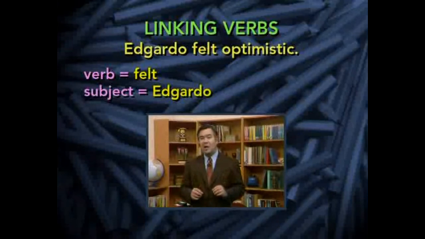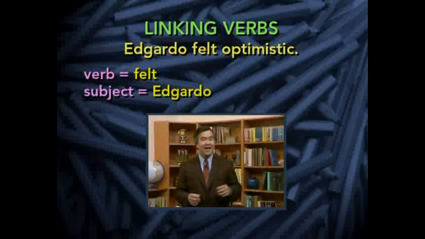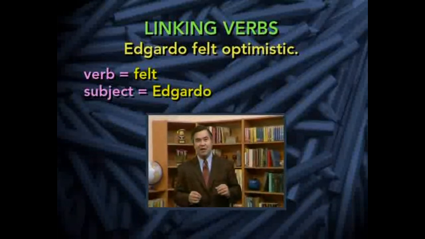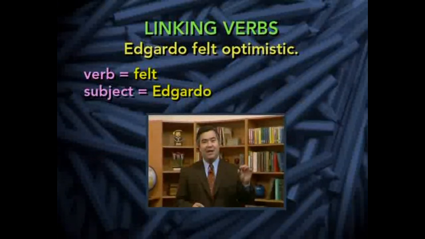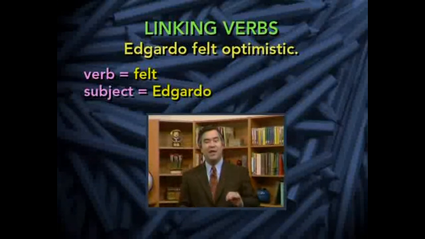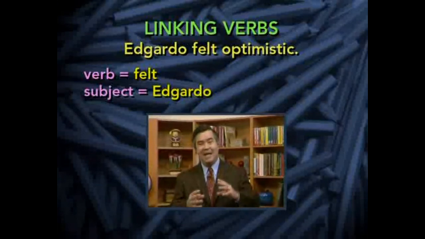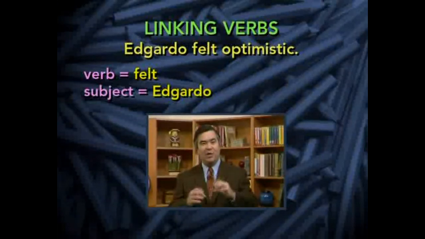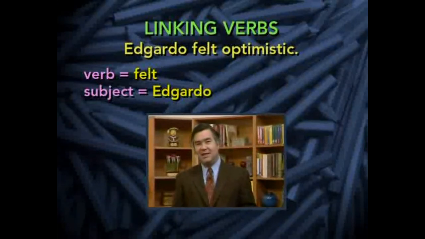When we say that Edgardo felt optimistic, that's almost the same thing as saying he was optimistic. It's just putting a slightly different meaning on it. So in this sentence, felt is being used as a linking verb, and what comes before and after the linking verb, those two things are being equated or being made to appear the same. Edgardo and optimistic go together, and that's why felt is considered a linking verb in this sentence.